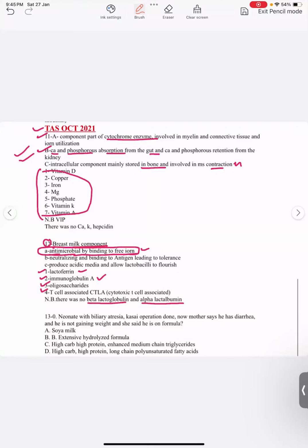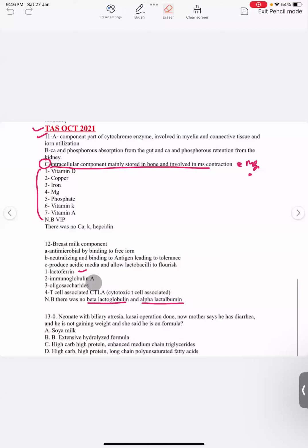C is magnesium. Sorry, yes, you are talking about this question. Yeah, we have done this question before. See, the first question we did, that is magnesium. Yes, that is magnesium. Okay. Moving towards the next question, breast milk component.